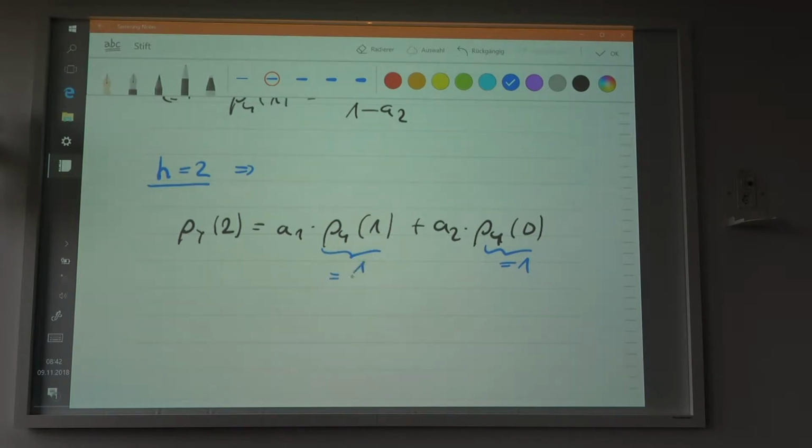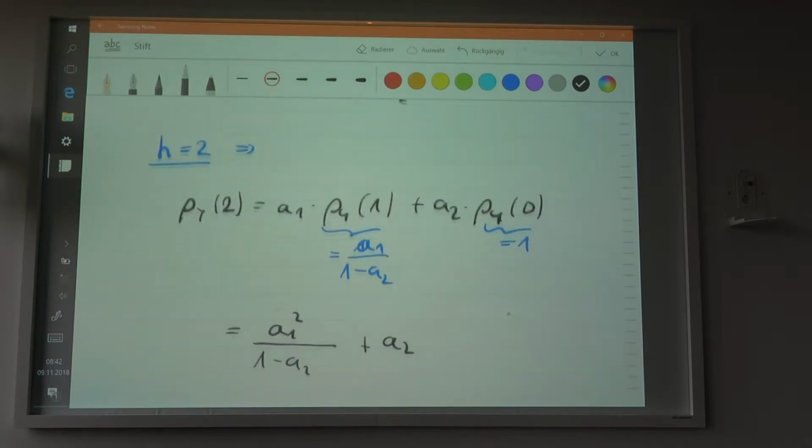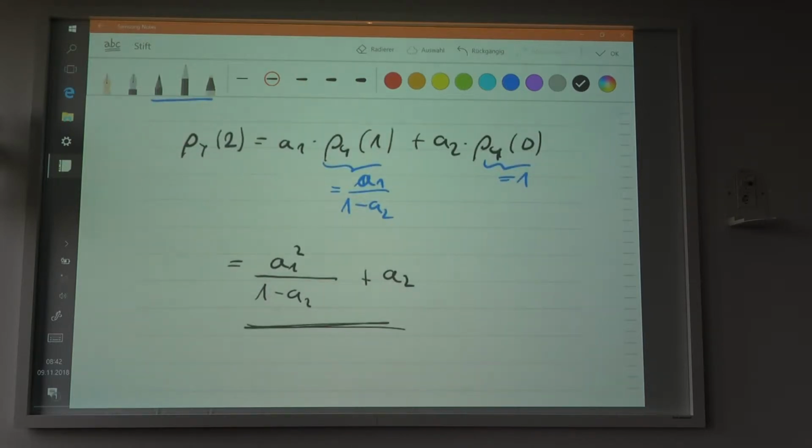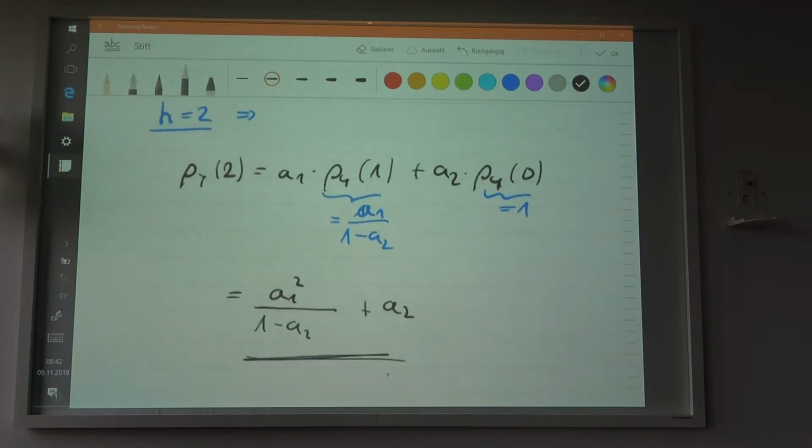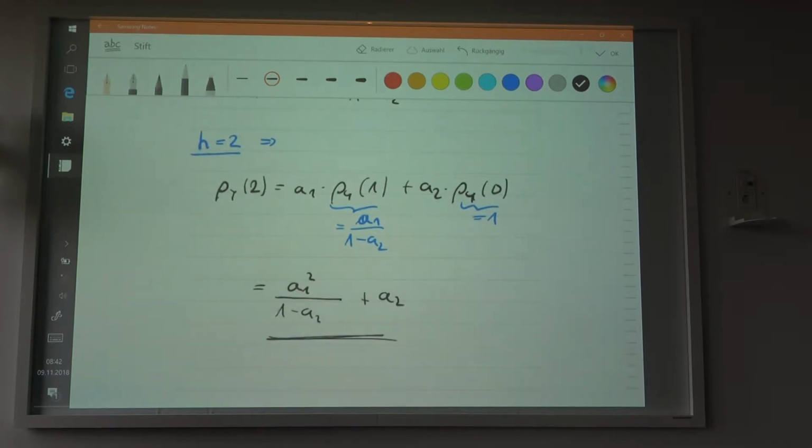This was 1 over 1 minus a2, right? So no, sorry, a1 over 1 minus a2. So this becomes, obviously, a1 squared over 1 minus a2 and then plus a2. That's going to be it. So this is going to be the second autocorrelation. And you could go on and on for that.